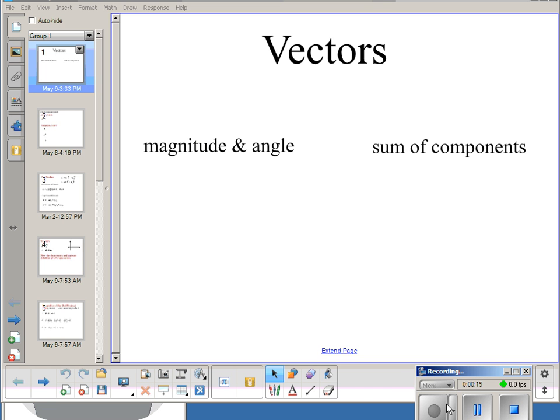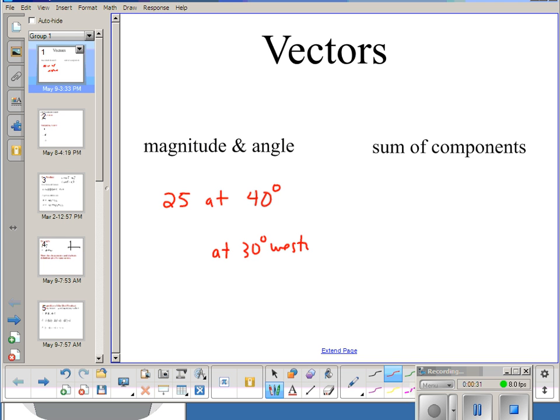You have your magnitude and your angle, where your magnitude is your length. So you can say it's something like 25 units at 40 degrees, and a lot of times we'll say from standard position, or you could say at 30 degrees west of north. Now this works really well when we're in 2 dimensions. The angle thing becomes a little bit trickier when we are in 3 dimensions.